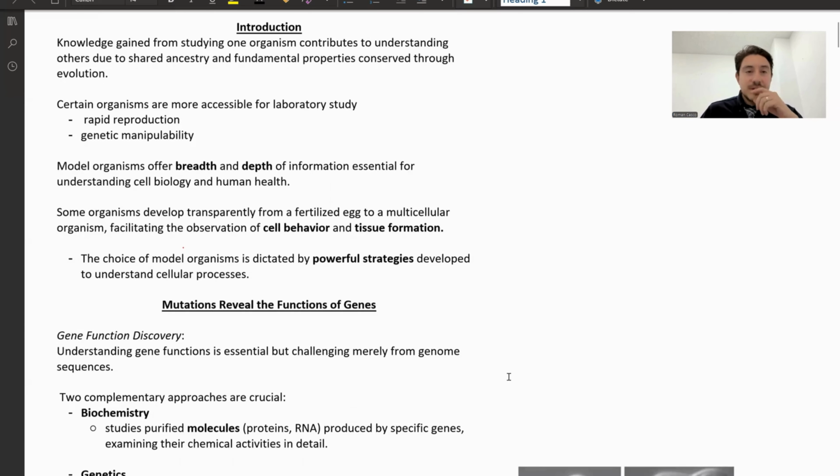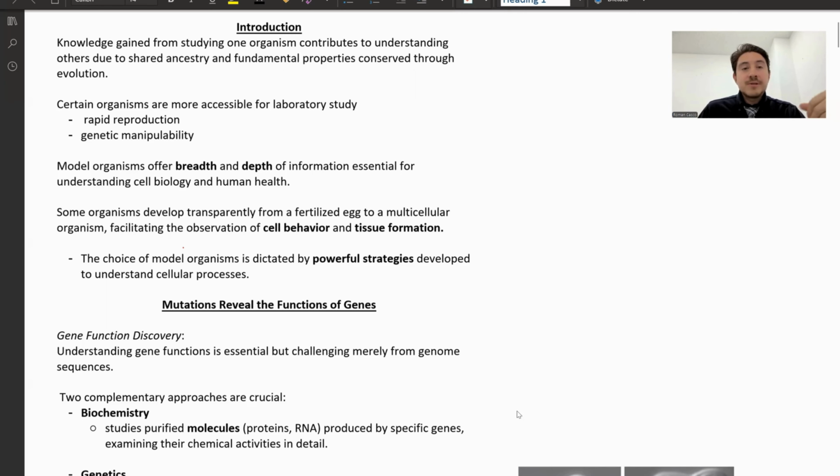Knowledge gained from studying one organism contributes to understanding others due to shared ancestry and fundamental properties conserved through evolution. In this section, the book talks about how different organisms, particularly model organisms, can be used to see some shared traits that we all have in common. Depending on the model organism you use, you can find different types of information, right? Gene function between vertebrate groups, developmental pathways, and practical applications with plants, right?